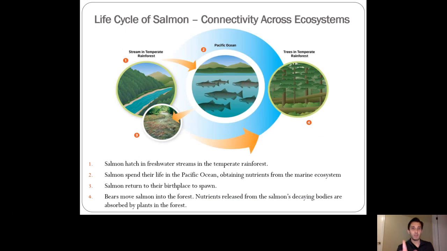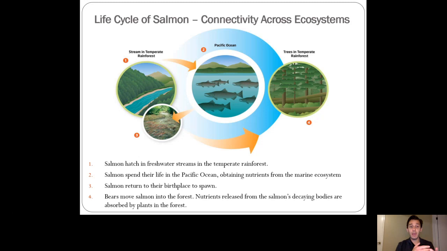Okay, here's another example. We're going to talk about the life cycle of salmon, okay? And salmon are a fish that we like to eat, okay? And they're also fish that bears like to eat, okay? So salmon typically hatch in freshwater streams, okay? I'm sure we've all seen videos of salmon trying to swim against the current of a stream to get to their spawning location. That's the place for them to lay their eggs and mate, okay? So in those freshwater streams, that's where they actually grow, okay? They hatch out of their eggs and they grow, okay?